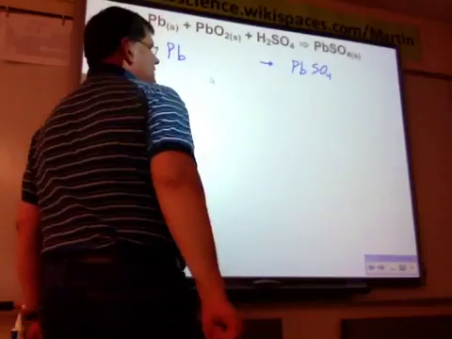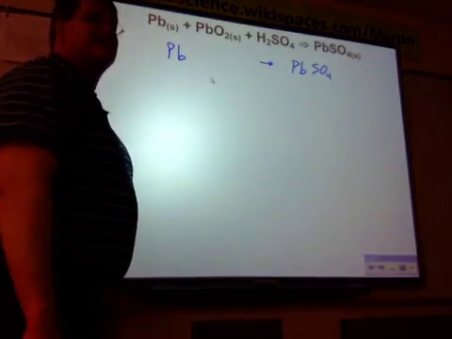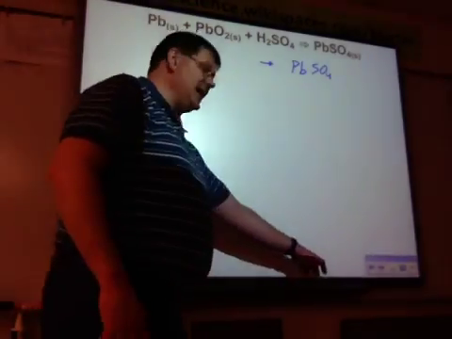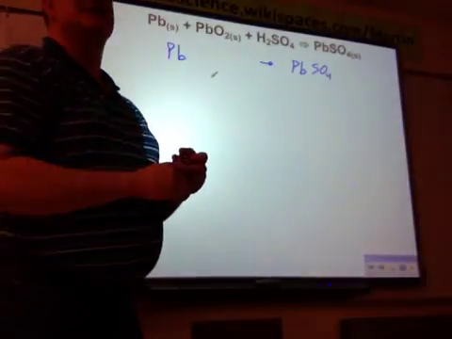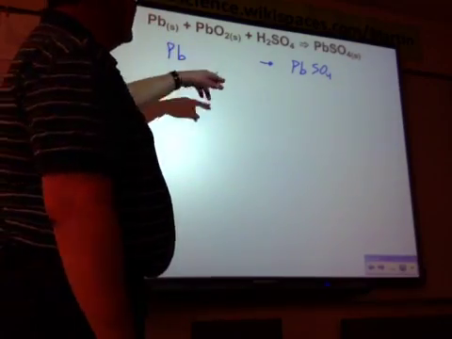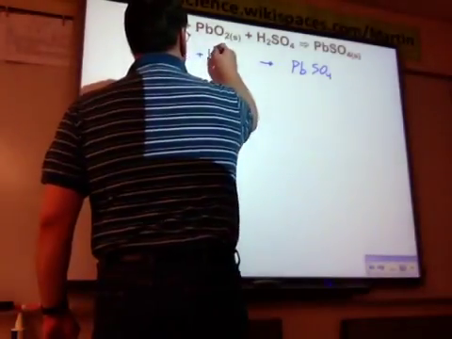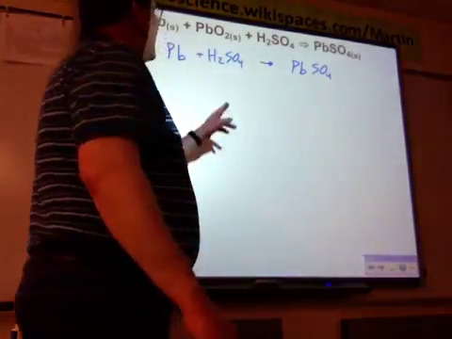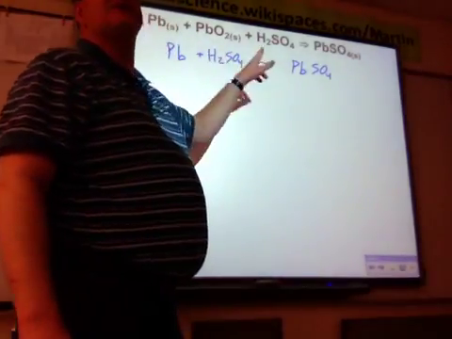There's one of our half reactions. Let's balance it. What do we have to do to balance this by mass? Add hydrogen sulfate. Yeah, we've got to add sulfuric acid on this side. Okay? So that balances sulfur, right? We're already balanced with lead.